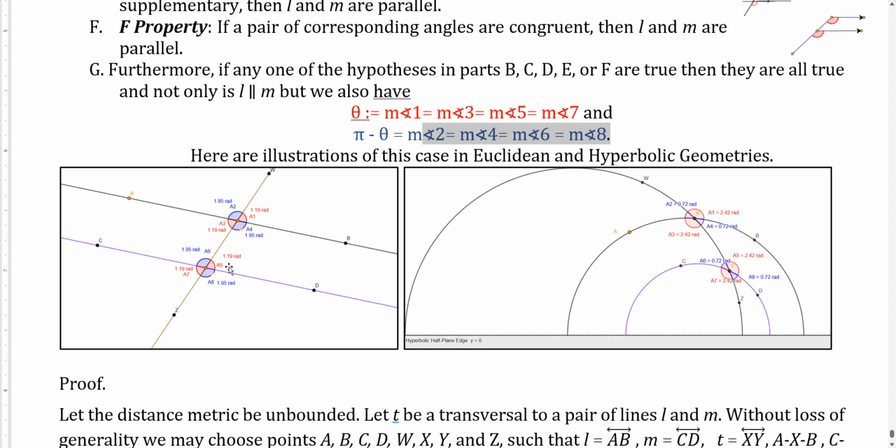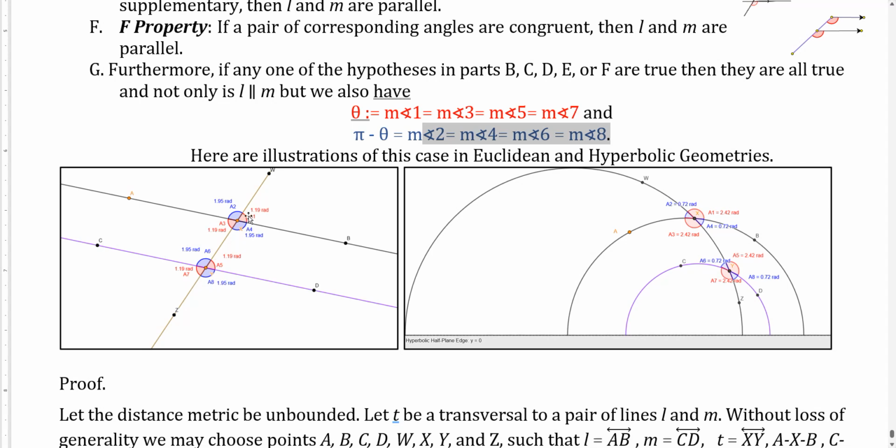So that makes all the ones labeled as blue, the even labeled ones, 2, 4, 6, and 8, all congruent. And that makes all the odd ones congruent as well by the same argument. Here's the situation, the Z parallel situation, I call it, in the hyperbolic geometry, where you have a pair of alternate interior angles that are congruent, say A4 and A6 or A3 and A5. If you get that, you get all that's set up the same.